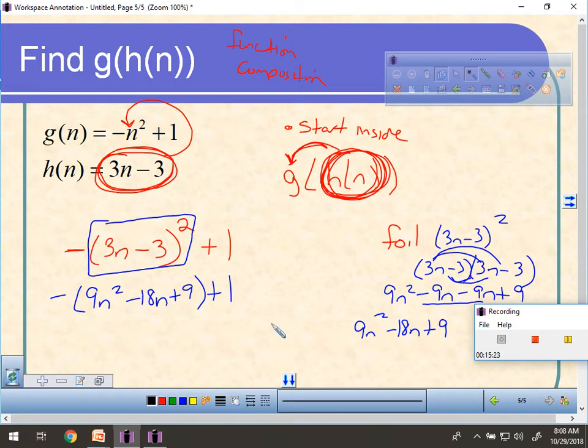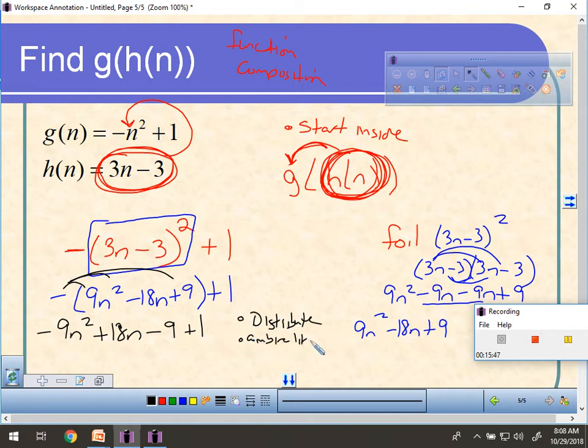The next part is I'm going to go ahead and distribute that negative 1 that's right here. So I'm going to distribute that negative 1, and I'm going to get negative 9n squared plus 18n minus 9, and then don't forget the plus 1 that's right there, because the last step is to combine my like terms, and my like terms are right here, negative 9 plus 1. So that'll give me my answer of negative 9n squared plus 18n minus 8.